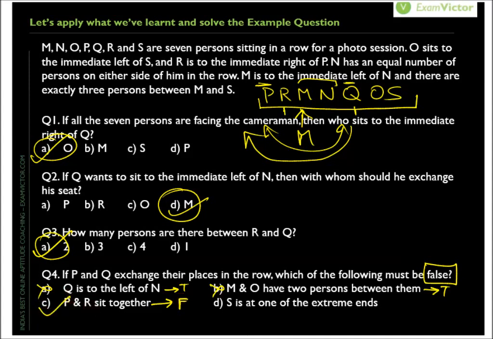So you see how easy this was. Once we got this order in place, then solving these questions was just maybe about 2 seconds per question. That's what I mean when I say that sometimes the linear arrangement questions are really a good investment of time.